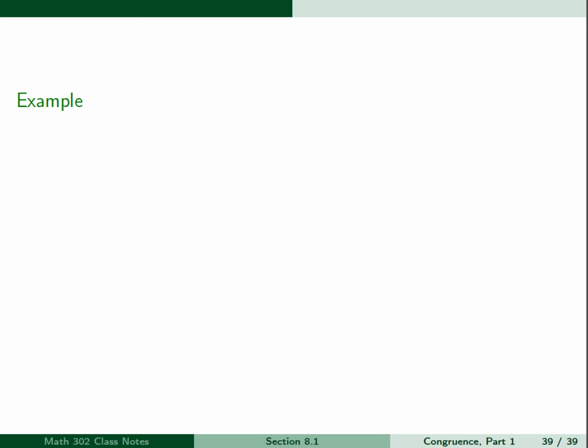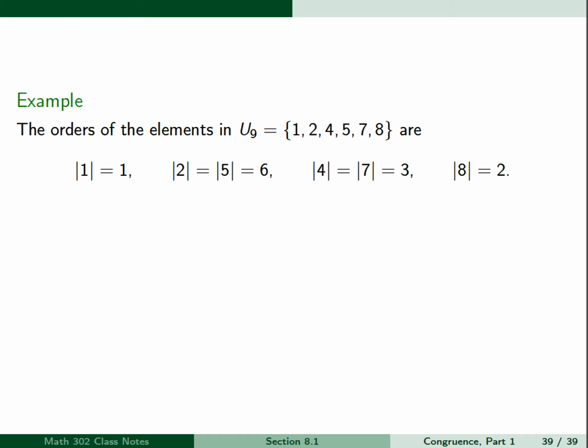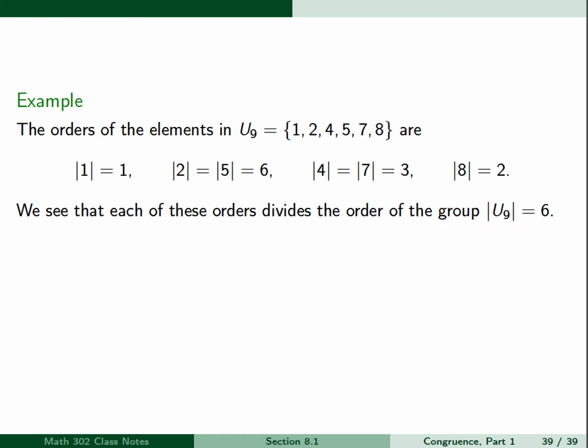For a quick example illustrating the corollary, consider the orders of the elements in U9, the set of units in Z9, which is 1, 2, 4, 5, 7, and 8. The element 1 has order 1, 2 and 5 both have order 6, 4 and 7 have order 3, and 8 has order 2. So we see that each of these orders divides the order of the group, which is 6, as the corollary says must happen. Okay, so this finishes off part 1 of section 8.1.